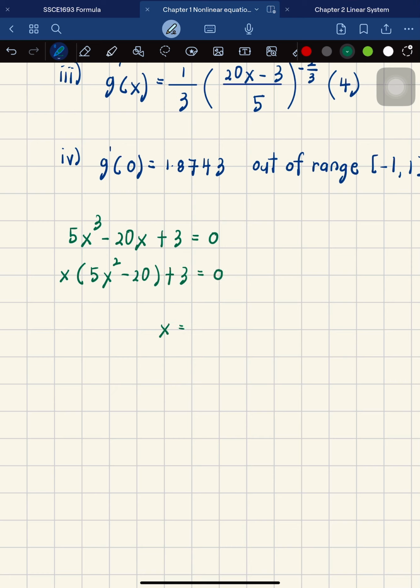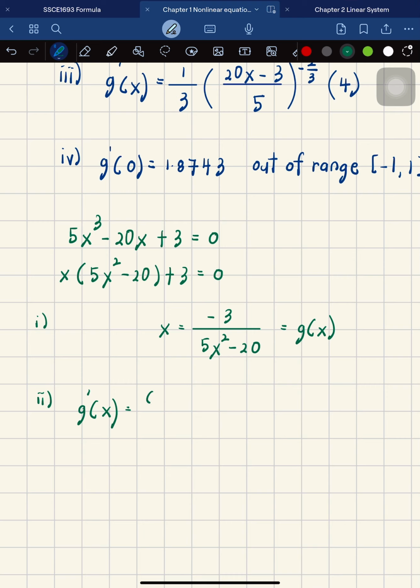So x is equal to negative 3 over 5x squared minus 20. Okay, negative 3 over 5x squared minus 20. So this is your first step, and your second step is you make this one as g, maybe this as g(x). Okay, so second step, differentiate. So how do you want to differentiate? You can apply the quotient rule because your g(x) is in the form of division, so we can apply the quotient rule.